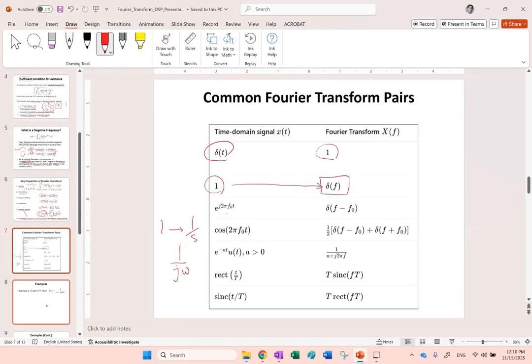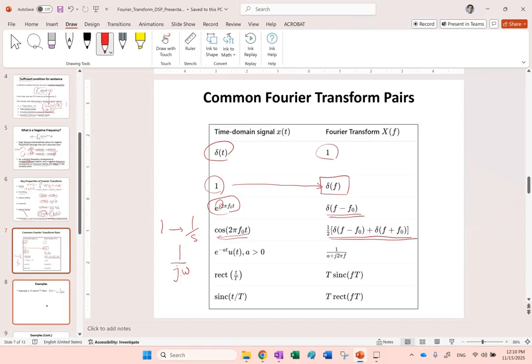And of course, an exponential function will just be a pure exponential with a complex component, which becomes a shifted delta function, okay? And then a cosine function is going to be a combination of two deltas, one at negative f naught, one at positive f naught, both of them with magnitude half.